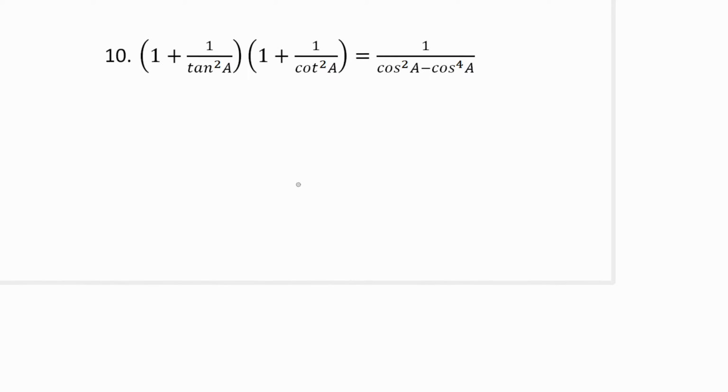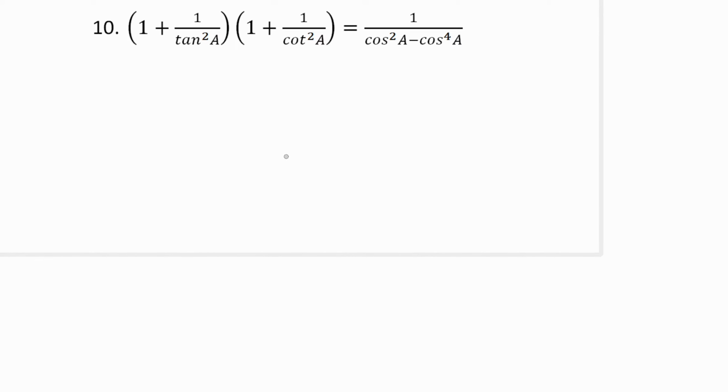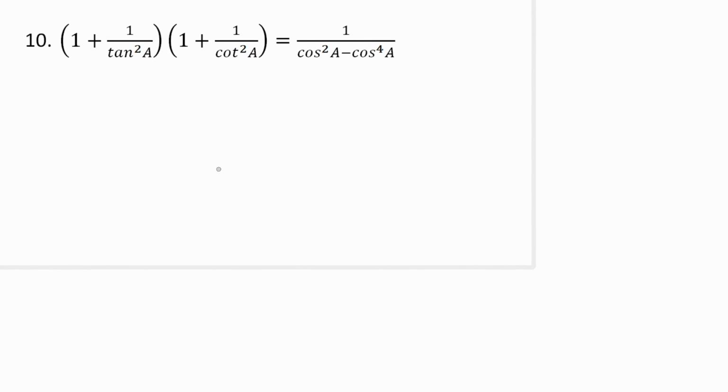So we'll move on to the next question. In this question, he has given us 1 upon 1 + tan square A + 1 upon 1 + cot square A, and then we have to prove it is equal to 1 upon cos square A minus cos to power 4 A. So what will we do? We will simply convert everything into tan.